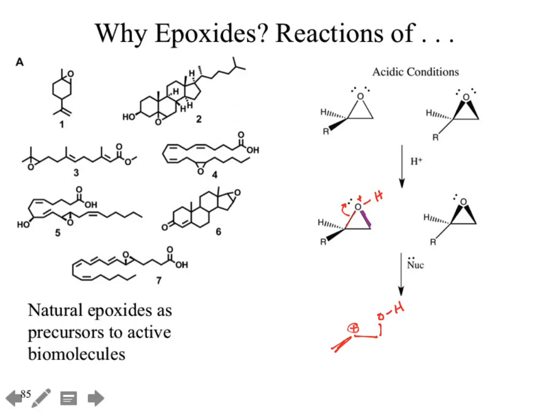Where is that carbocation more stable? Secondary. On the secondary, the more substituted side, which means the epoxide will now fall apart so that the nucleophile attacks which position? The more substituted position. The result being that I get the nucleophile at the other position.